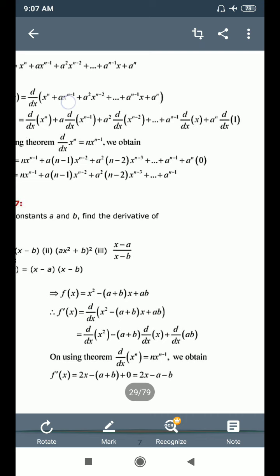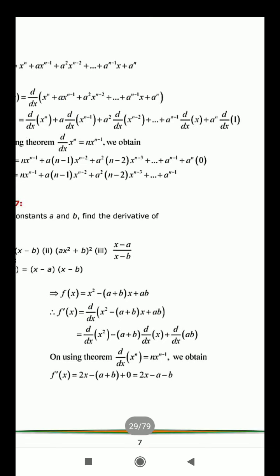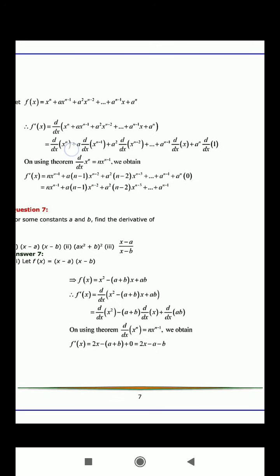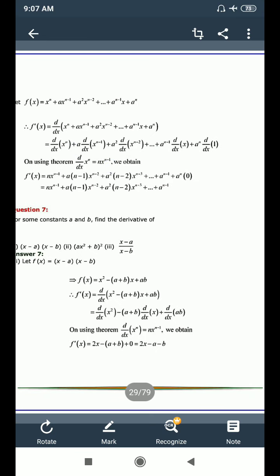So in this, we have taken a outside, derivative of x raised to power n minus 1, a square outside, derivative of x raised to power n minus 2, and finally so on. a^n outside, derivative of 1. Use the formula: derivative of x raised to power n is n into x raised to power n minus 1. So this is n into x raised to power n minus 1. This is n minus 1 into x raised to power n minus 2, and so on. And finally, derivative of this is 0.